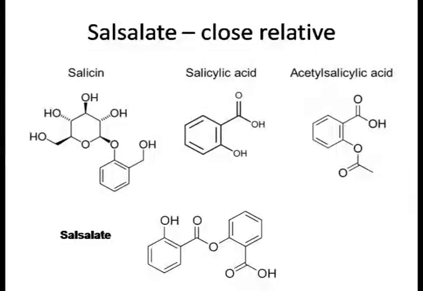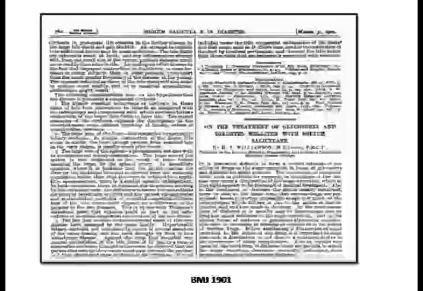Now, aspirin, as you know, is a potent anti-inflammatory, but it has problems with GI effects, renal toxicity, and bleeding. So, salicylate is a non-acetylated version of salicylic acid. As a result, GI side effects, renal side effects, and bleeding tendencies are not there, but the anti-inflammatory properties are retained. This was the first published paper, in 1901 in the BMJ, where salicylates were used to treat diabetes.